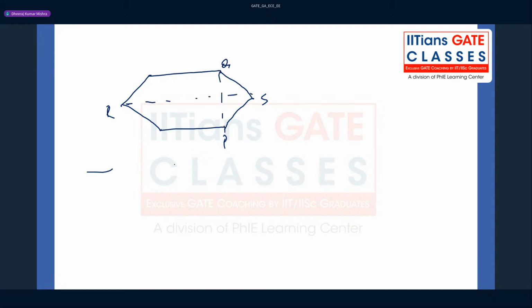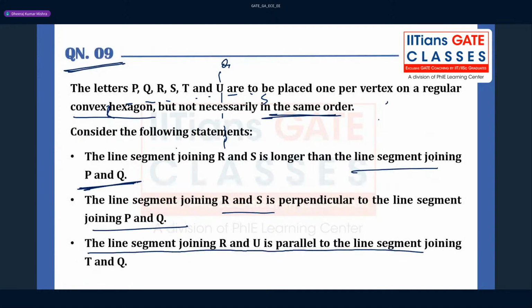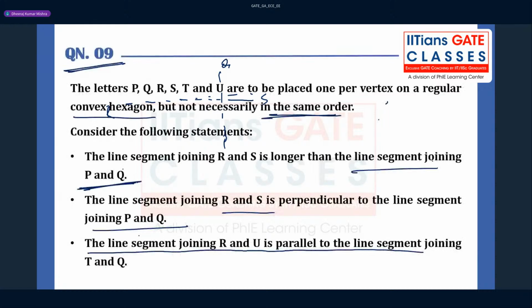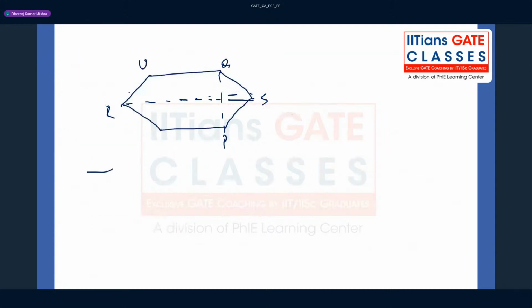Okay. Next statement they have given is the line segment joining R and S is perpendicular to the line segment joining P and Q. This is also well considered. So yeah, it is true now. So this picture is correct. Now the line segment joining R and U is parallel to the line segment joining T and Q. If R and U, so T will be here, you can say, like this, because this is going to be parallel here. So this is the diagram we have got.